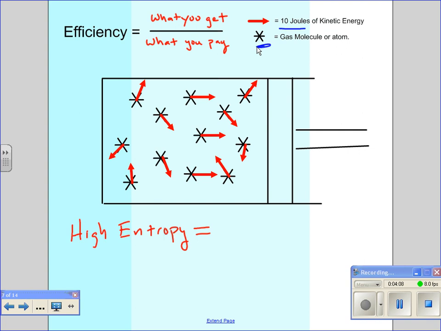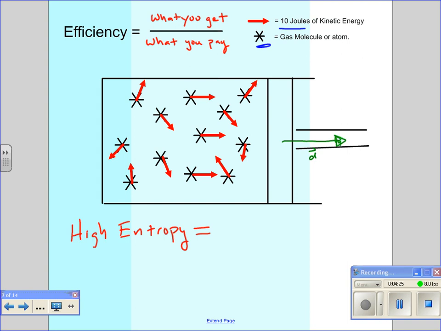If those gas molecules collide correctly with the piston head, the piston is moved in that direction. It would do work by exerting a force and pushing it some distance. So first of all, let's talk about its entropy. Is this a high or a low entropy system?